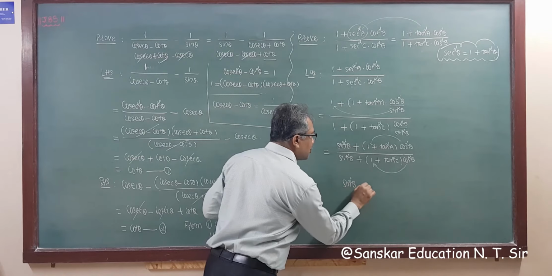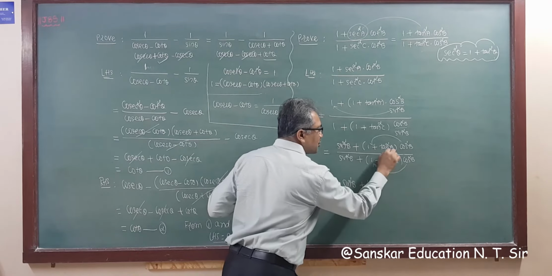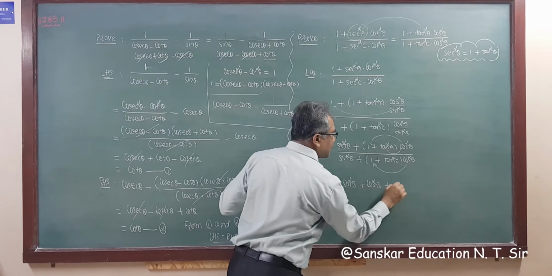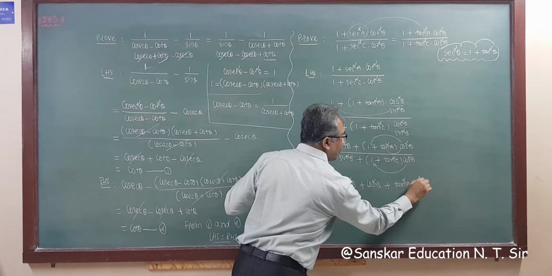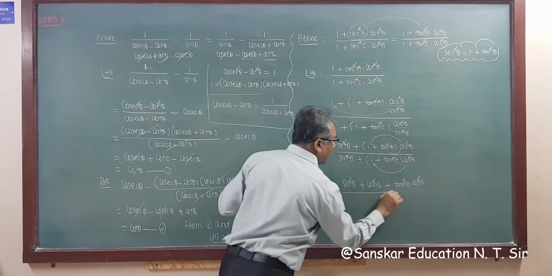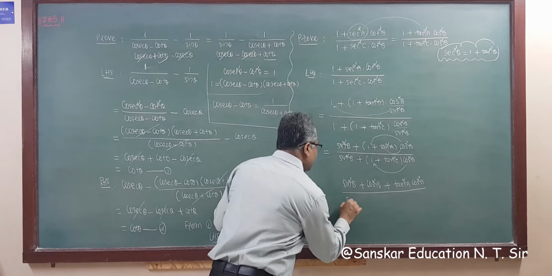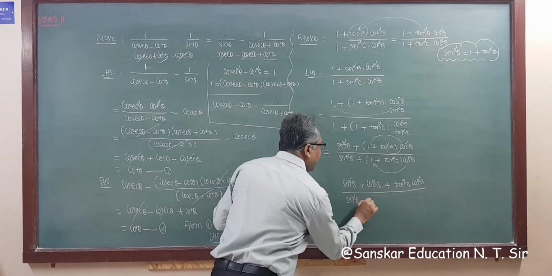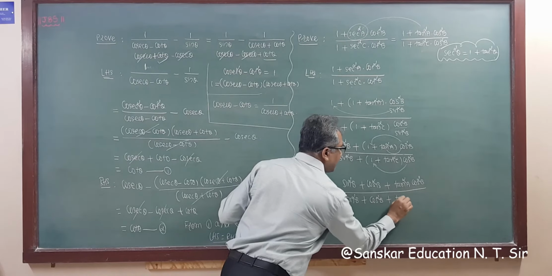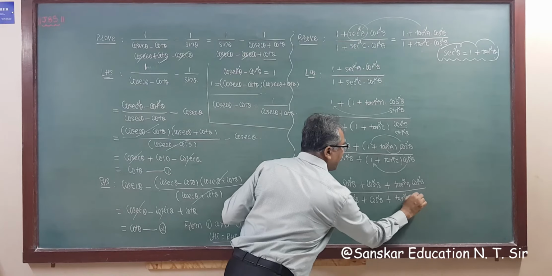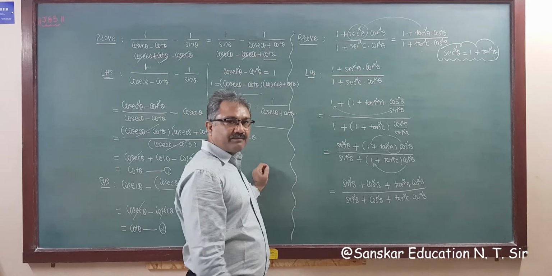So the next step will be sin square b plus cos square b, and cos square with this, so plus tan square a cos square b, whole upon. Again, similarly multiplying this, what do we get? Sin square b plus cos square b plus tan square c into cos square b. So this is your answer.